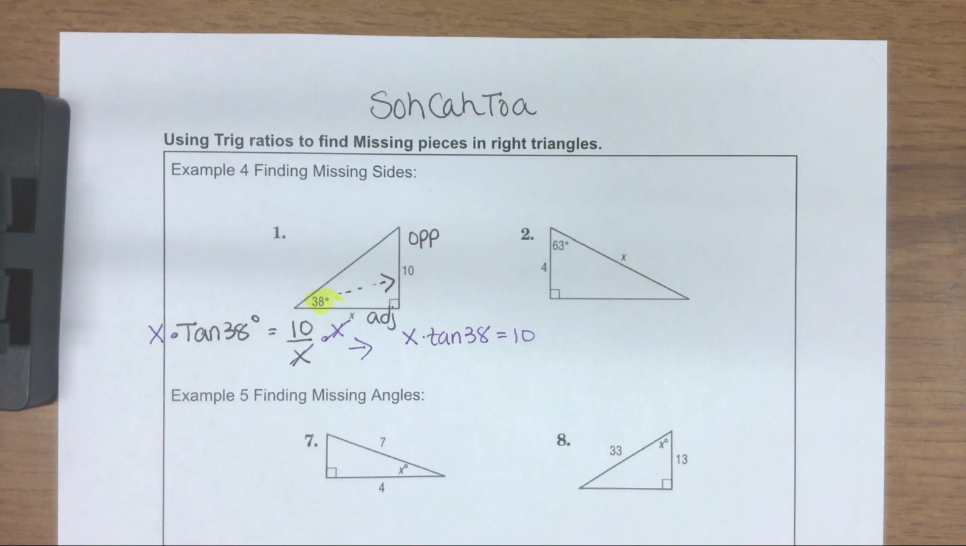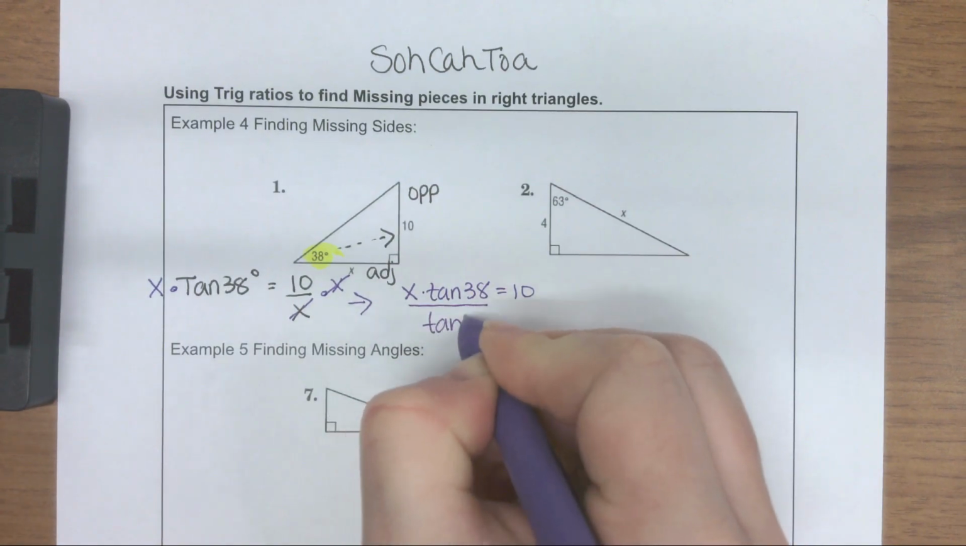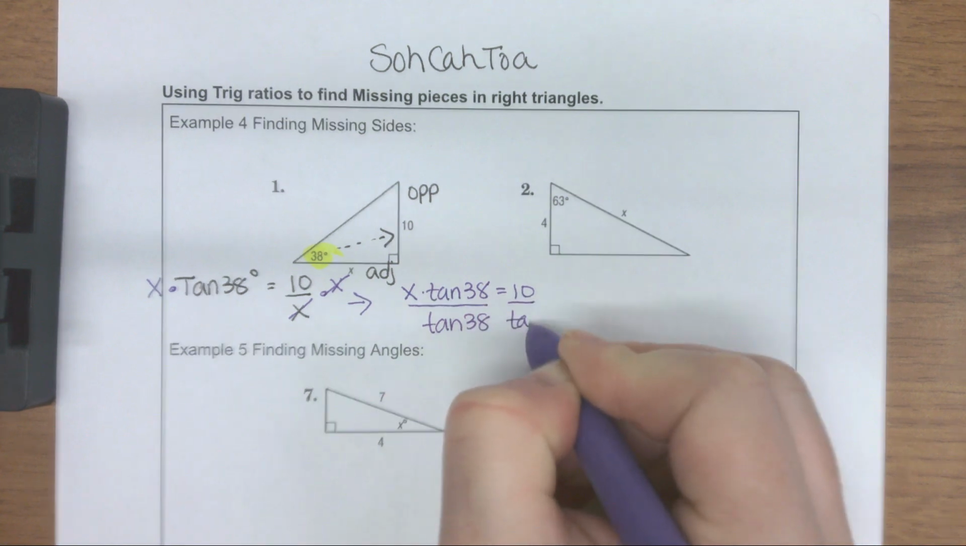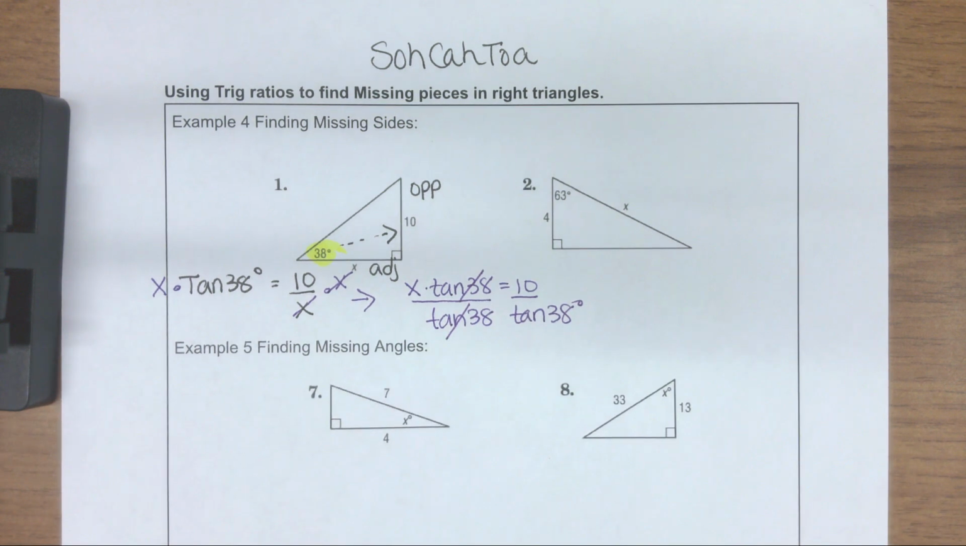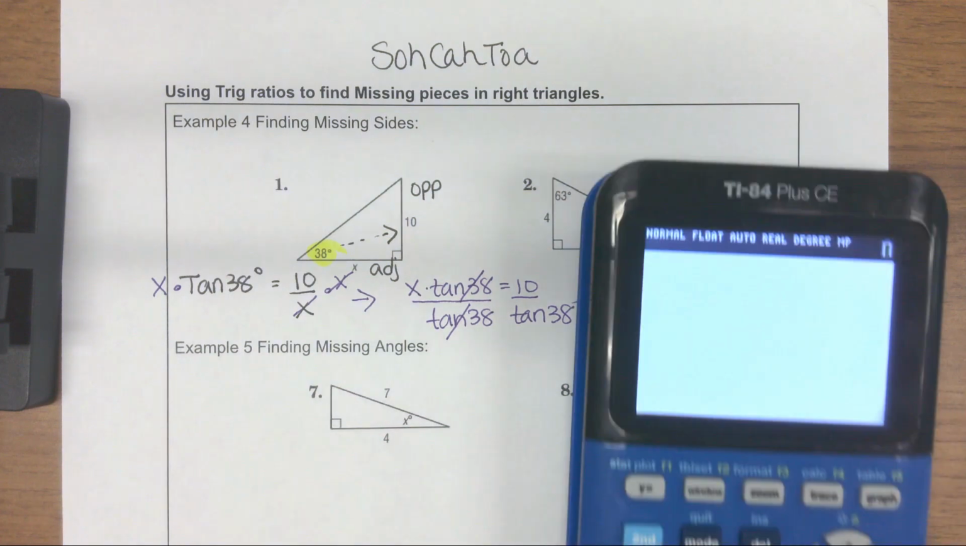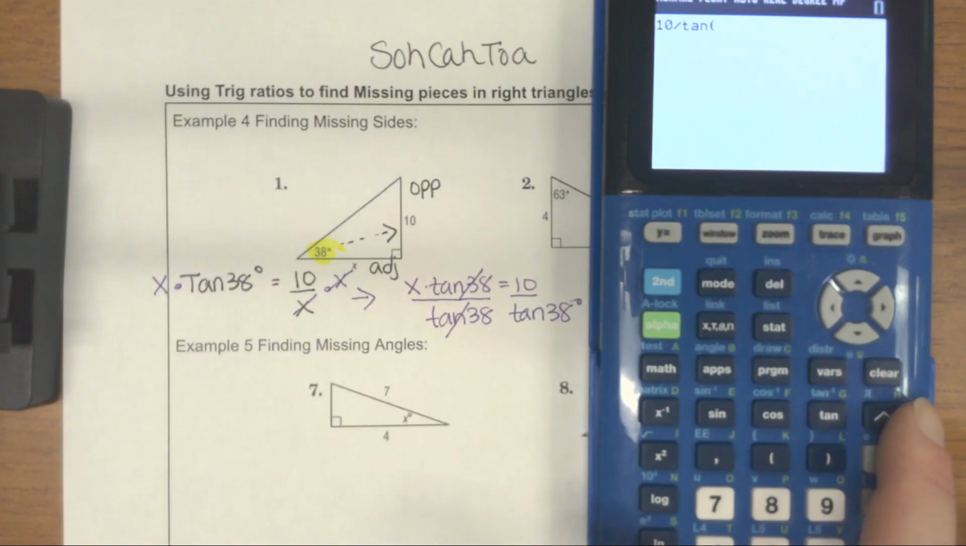I need to divide both sides by the tangent of 38. All right, this is where your calculator comes in. On your calculator, you are going to type in 10 divided by the tangent. So the tangent key is in the graphing calculators in this row.